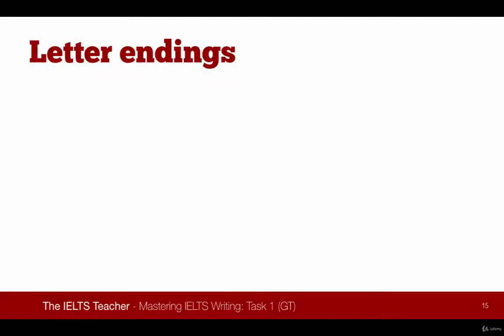Okay, now we're going to close by looking at letter endings for informal letters. And usually the case, or what I like to do, is add a particular expression and then close with the closing expressions like kind regards, best regards, etc. But it's good to actually have a line before that as well. For example, hope to hear from you soon.